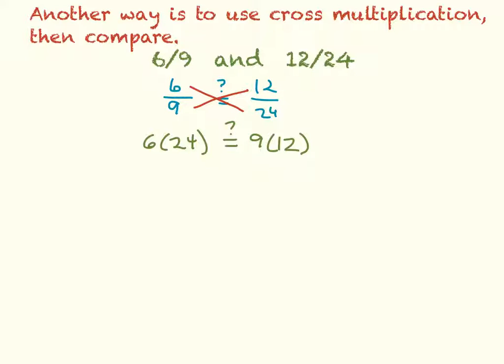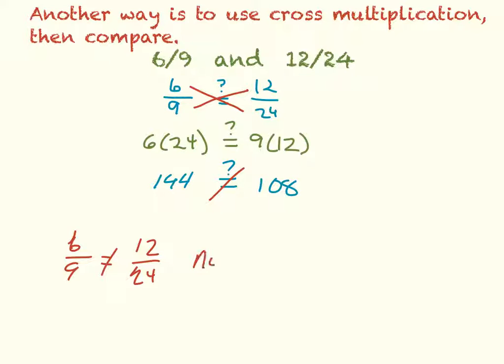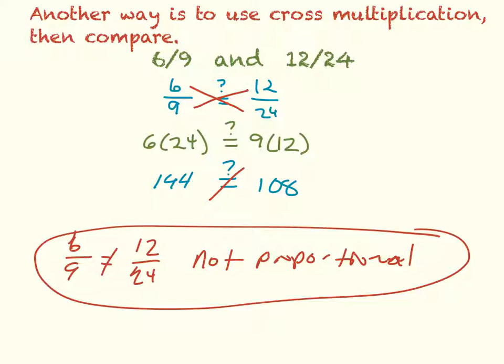So 6 times 24 is 144. And then 9 times 12 is 108. So we can very clearly see they are not equal to each other. So we say 6 over 9 is not equal to 12 over 24, and therefore they are not proportional. And that's your final answer.